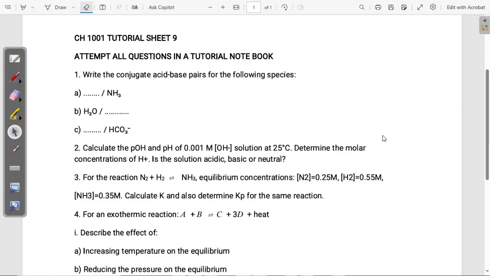Welcome to this video. We'll be looking at questions on chemical equilibrium. So we have this tutor sheet with about 4 questions on chemical equilibrium. We are going to solve them all. Okay, so let's start with question 1.